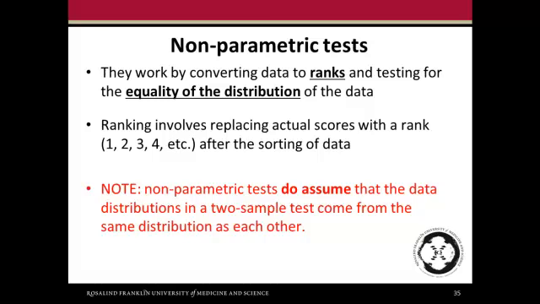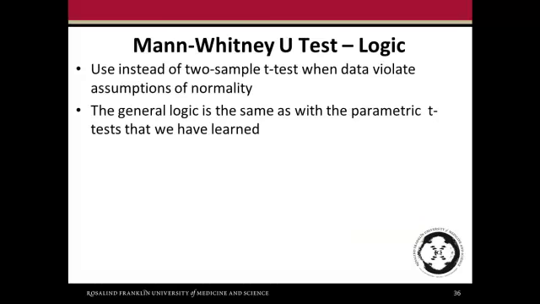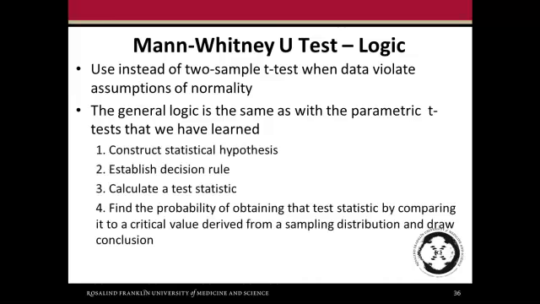This information is in the Whitlock and Schluter reading that has also been assigned. So with the Mann-Whitney U test, again, we're thinking about the logic of this. We would use that instead of a two-sample t-test when the data violate the assumptions of normality. But the general logic that we would follow in order to do the statistical analysis is the same as the parametric t-test that we've already learned. So constructing a statistical hypothesis, establishing a decision rule, calculating the test statistic, and then looking at the probability of obtaining that test statistic, comparing it to our decision rule.